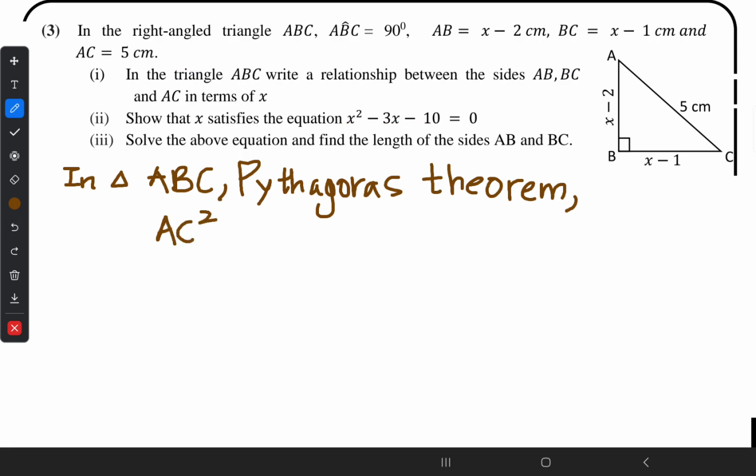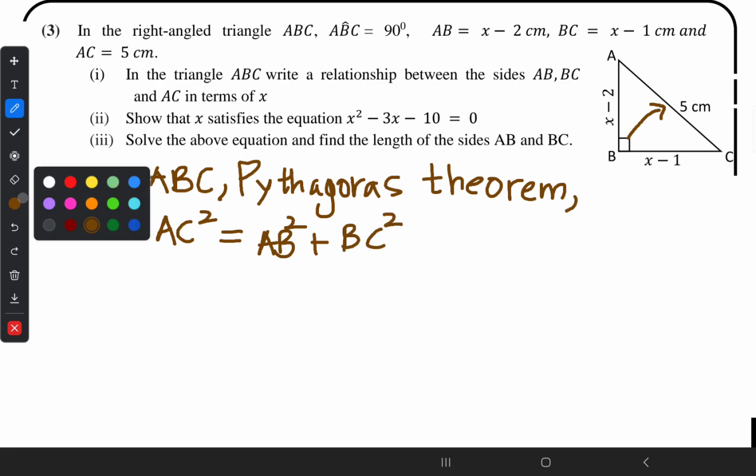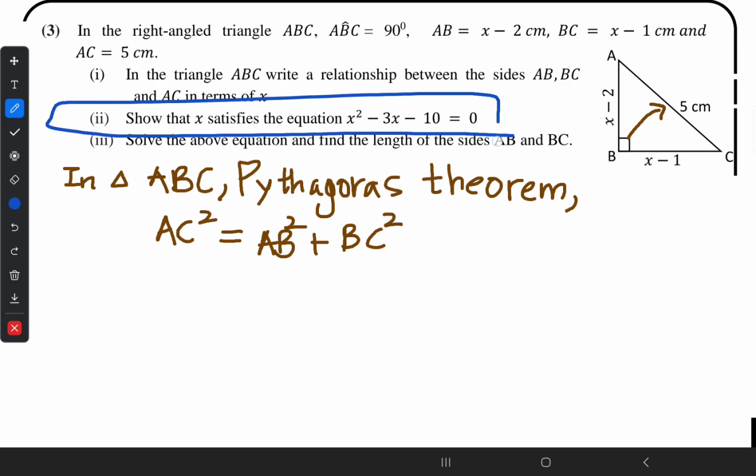In terms of AB, BC, AC. Hypotenuse means the side opposite to the right angle. So that would be AC square, that equals AB square plus BC square. This is the relationship you should write for the first question. Then we have to show the relationship as well.